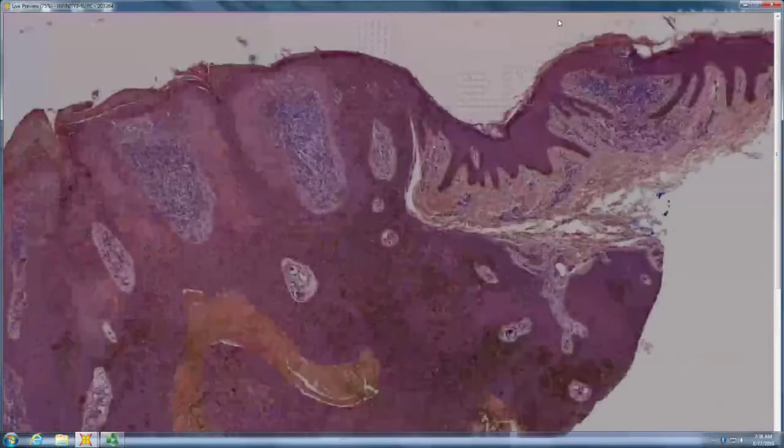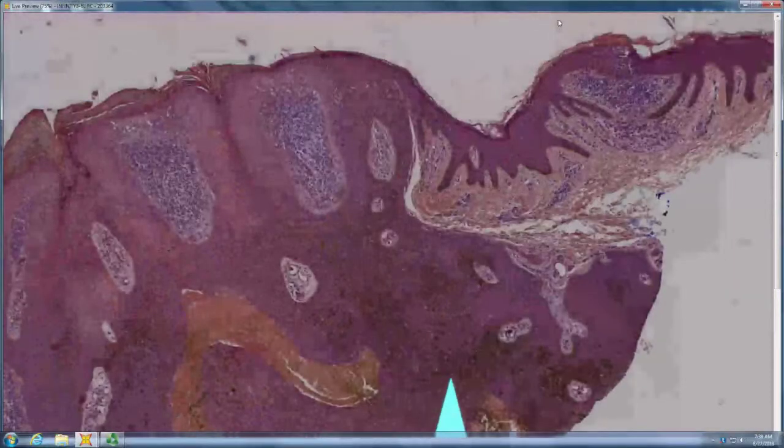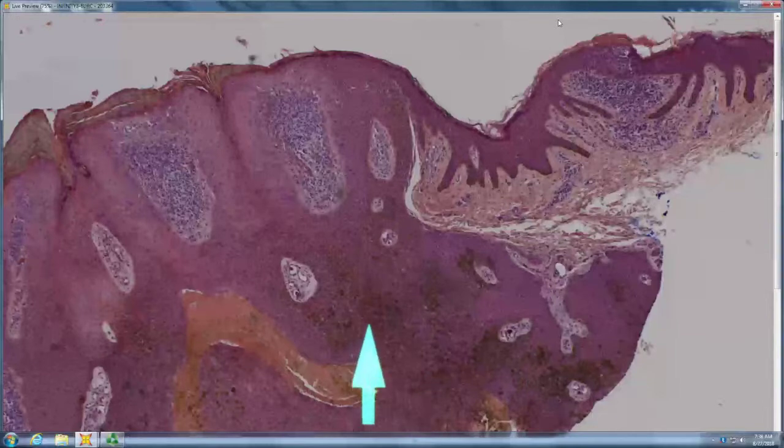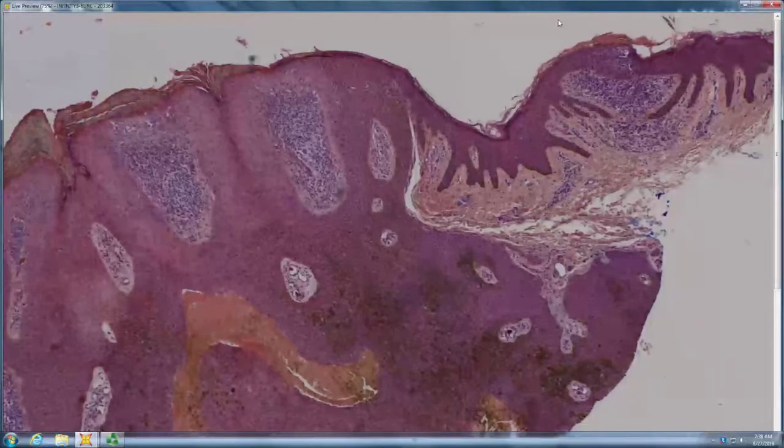Poroma. Mm-hmm. What about all the pigment? That's normal. Yeah. Pigmented poromas occur, especially in darker skinned patients. Poromas are often pigmented.